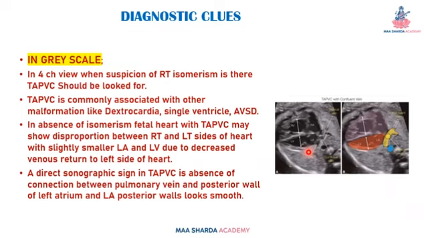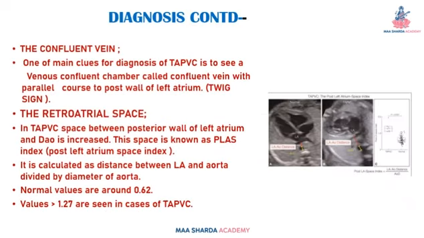A direct sonographic sign in TAPVC is absence of connection between the pulmonary veins and the posterior wall of the left atrium, and the left atrium posterior wall looks smooth. One of the main clues for diagnosis of TAPVC is to see a venous confluent chamber, called the confluent vein, with a parallel course to the posterior wall of the left atrium. It is also called the Twigg sign.